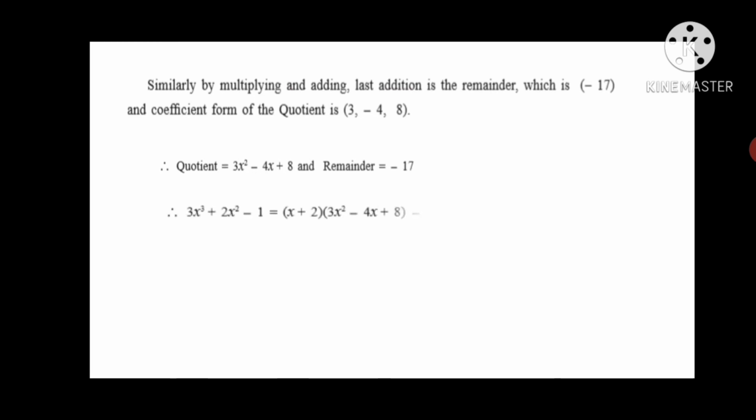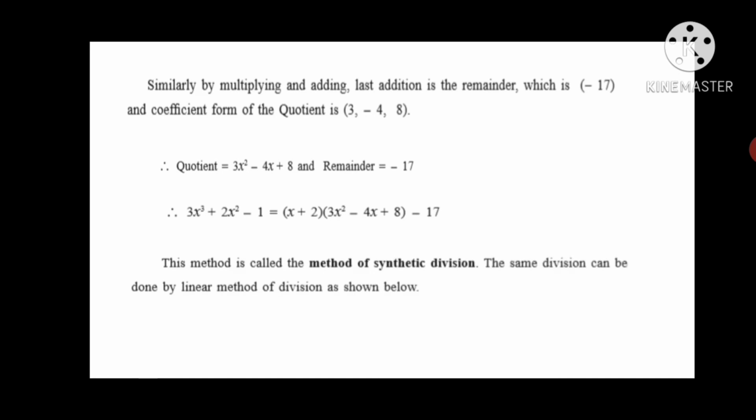Friends, similarly, by multiplying and adding, the remainder is minus 17, you can see in the third row, and the coefficient form of the quotient is 3, minus 4 and 8. So here the quotient is 3x square minus 4x plus 8 and the remainder is minus 17 in this problem. So 3x cube plus 2x square minus 1 can be written as x plus 2 into 3x square minus 4x plus 8, and then minus 17, which is of the form dividend is equal to divisor into quotient plus remainder. This method is called the method of synthetic division.